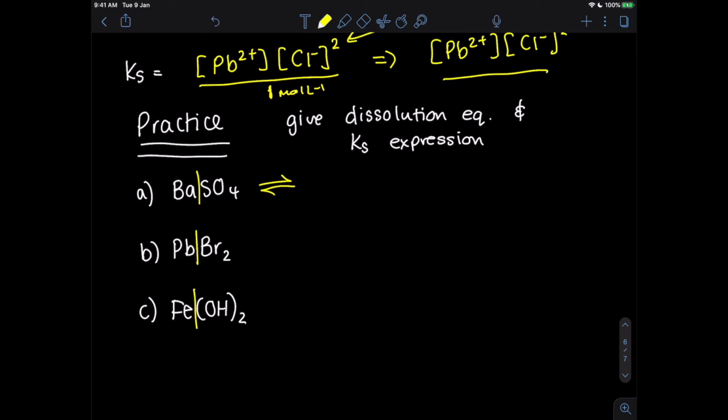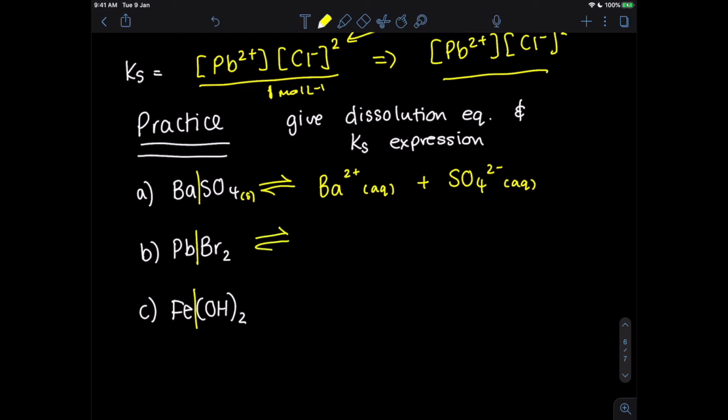All right, I assume you've paused and come back. So again, make sure you've got your state symbol. The charge on barium is 2+, as it is in group 2, and therefore the charge on sulfate must be the opposite, so 2-.